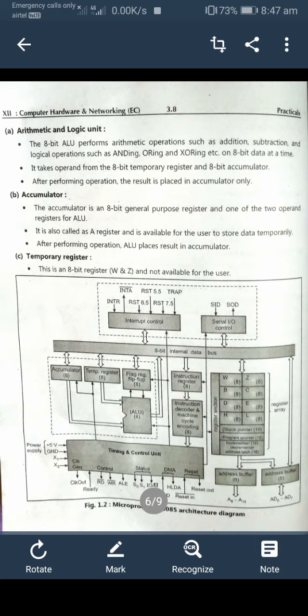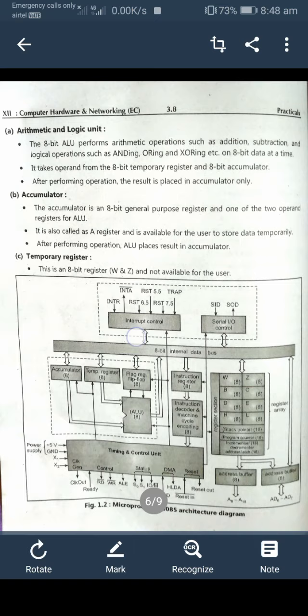Arithmetic and logic unit. The 8-bit ALU performs arithmetic operations such as addition, subtraction and logical operations such as ANDing, ORing and XORing etc. on 8-bit data at a time. It takes operands from the 8-bit temporary register and the 8-bit accumulator. After performing the operation, the result is placed in the accumulator only.